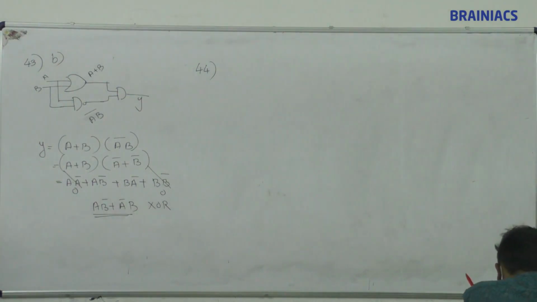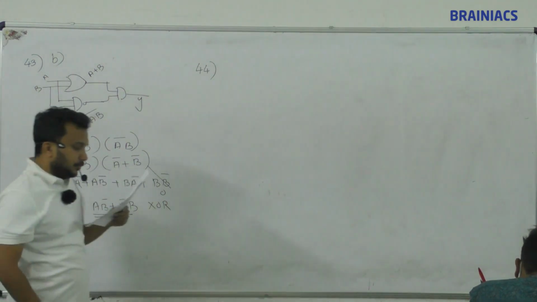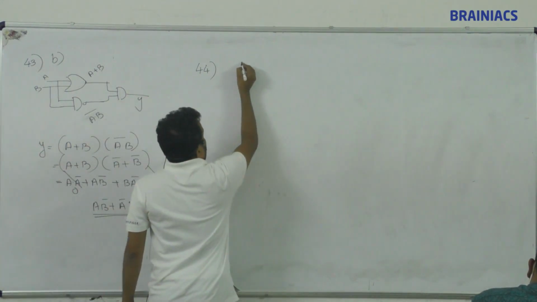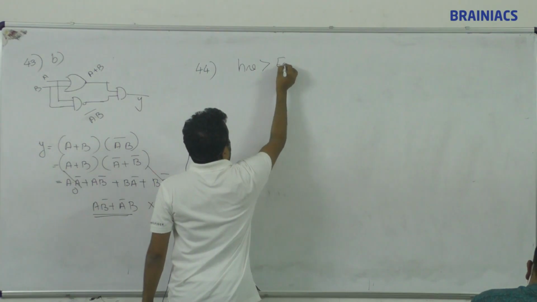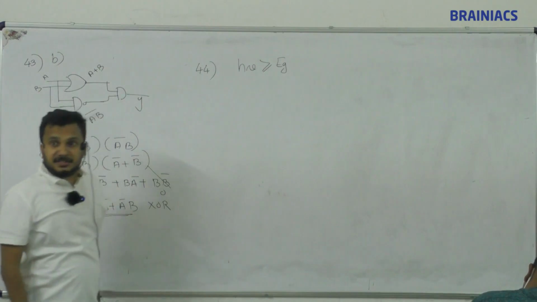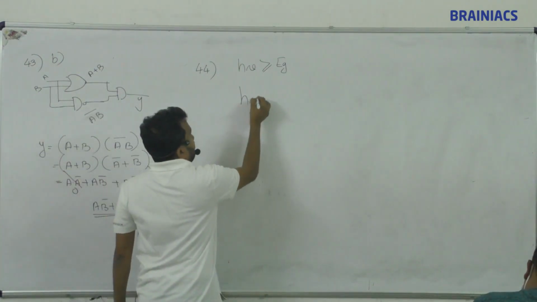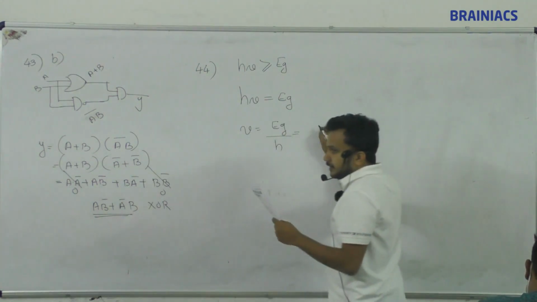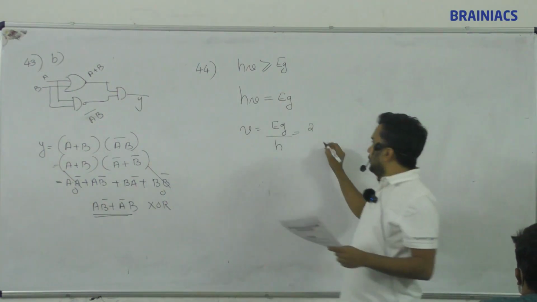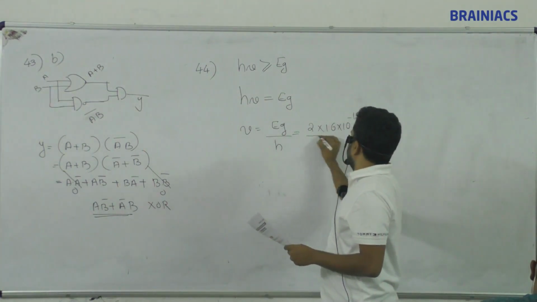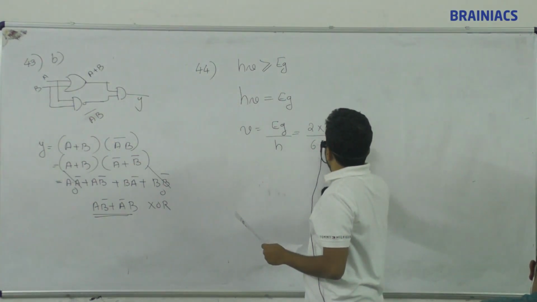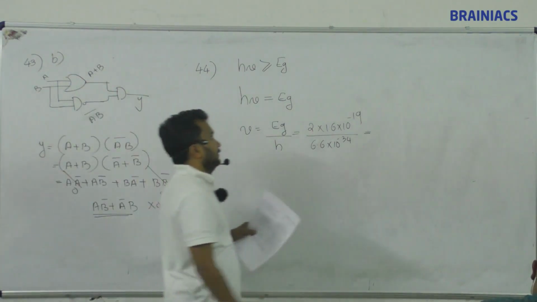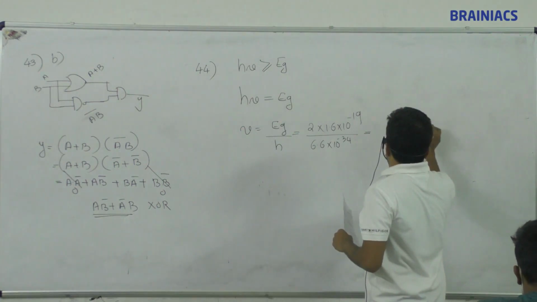44. A PN photodiode is made up of material with a band gap of 2 electron volt. Minimum frequency of the radiation that can be absorbed by the material. Frequency they are asking. Energy is given. How to find out? Correct. We told h nu should be greater than or equal to the energy gap. So what is the minimum condition? Equal to. Correct. That is the minimum. So h nu is equal to Eg. So nu frequency is equal to Eg divided by h. Frequency in hertz, so electron volt, 2 electron volt. How to convert into joule? Multiply by 1.6 into 10 power minus 19, the electronic charge. Then Planck's constant, 6.6 into 10 power of minus 34. You have to tell me what is the frequency. 5 into 10 power 14 hertz.